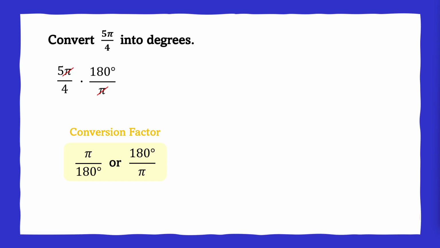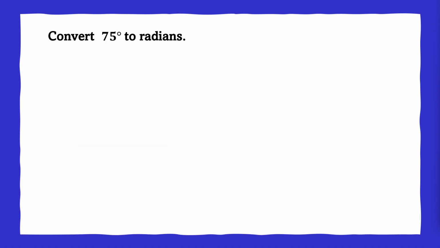Then we simplify. 4 and 180 share a common factor of 4, reducing 180 to 45. Finally, we multiply across, giving us 225 degrees. Let's convert 75 degrees to radians.